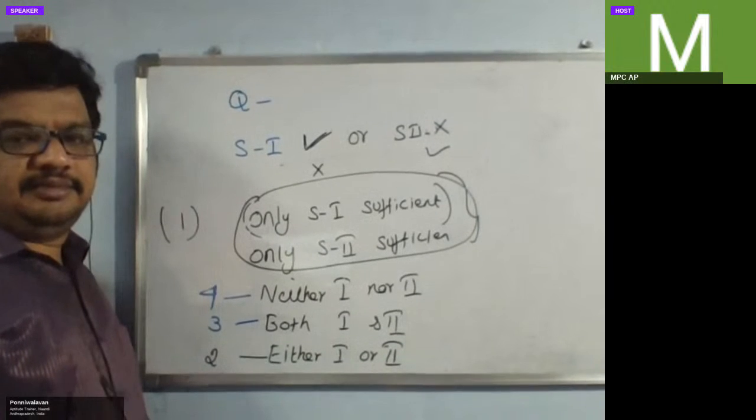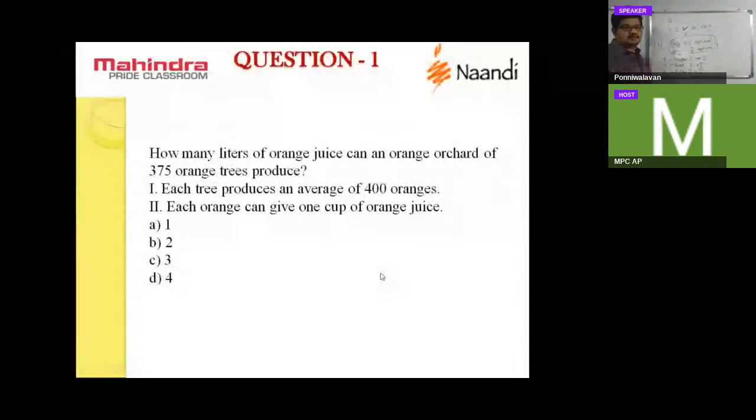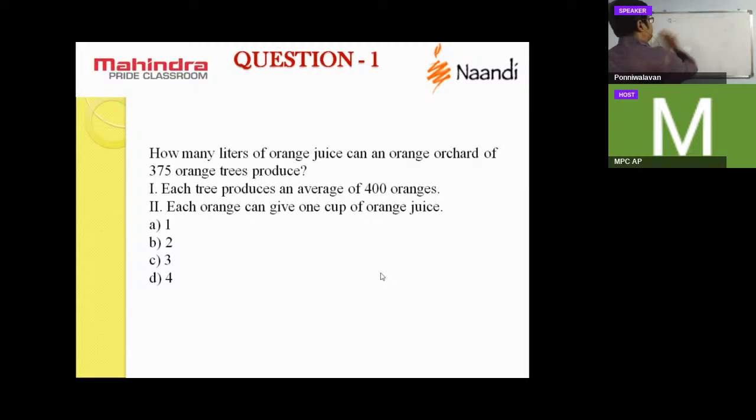Kindly note the question fast. How many liters of orange juice can an orange orchard of 375 orange trees produce? The question is, how many liters of orange juice from 375 orange trees.